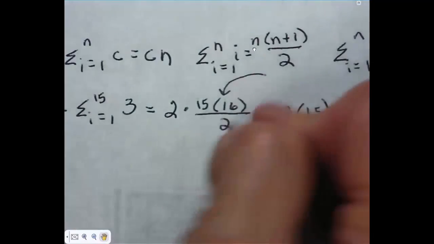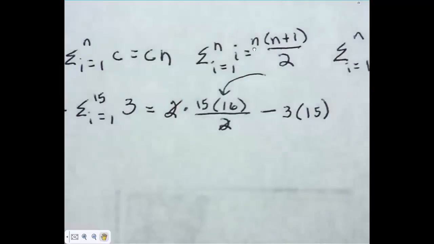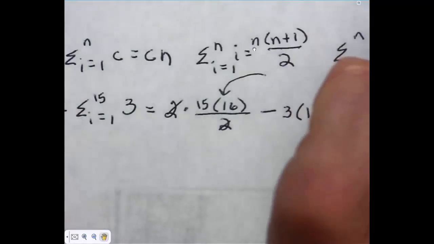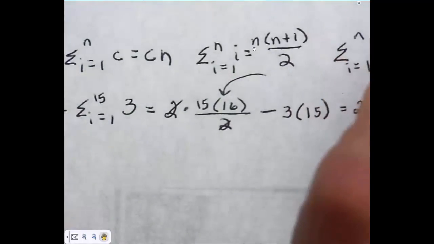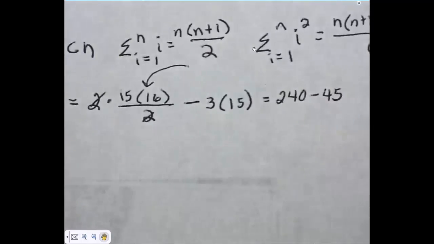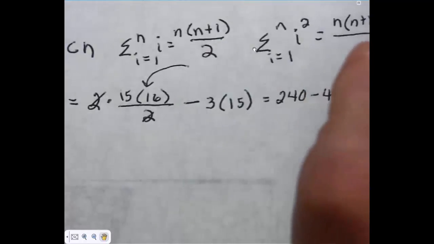So when you simplify that, the 2's cancel. 15 times 16 is what? 160 and 80, 240? Minus 45. It's 195.